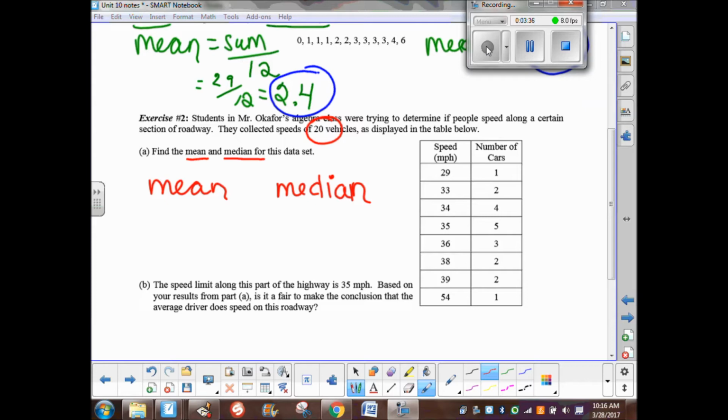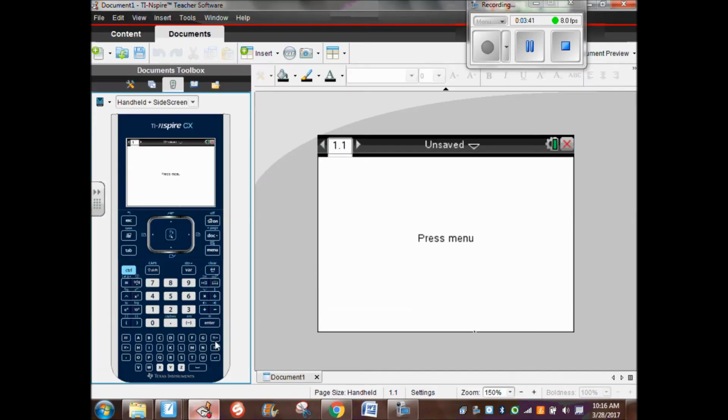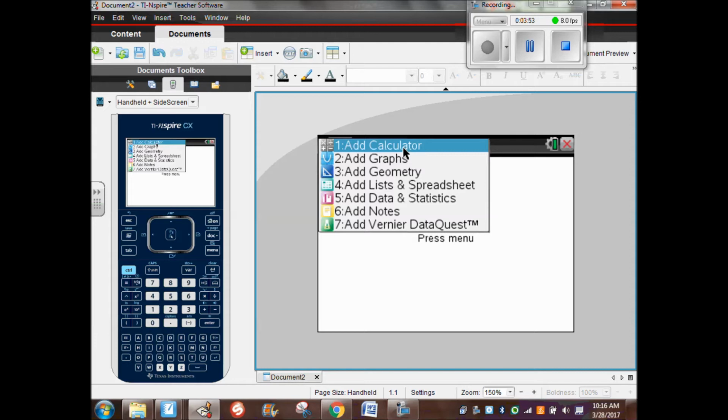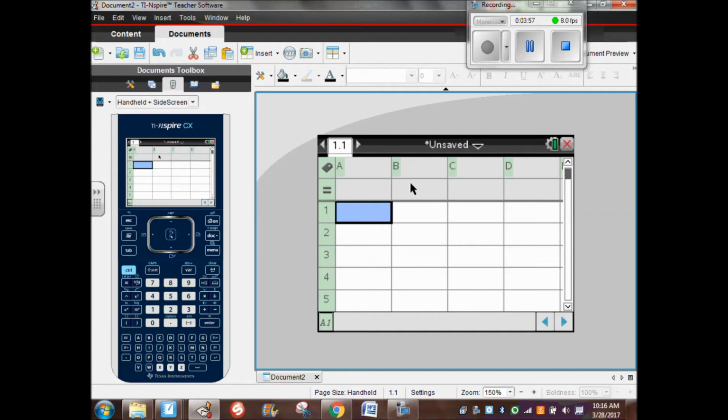So let's go to the calculator, okay, and enter our information. So when you go to the calculator, make sure you go to the home screen, okay? This is key right now, especially if you're using one of my calculators so the data gets cleared out. Go to the home screen, new document, don't save anything, okay? So click no. And we've got to put our information in lists and spreadsheets, okay? So number 4. The list and spreadsheets works just like an Excel spreadsheet on the computer. And we've got to title the lists.